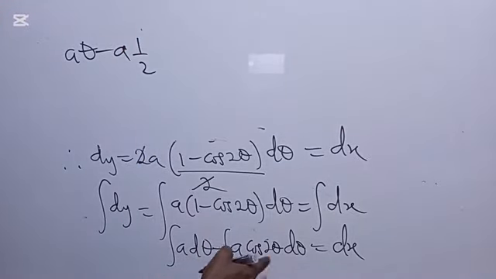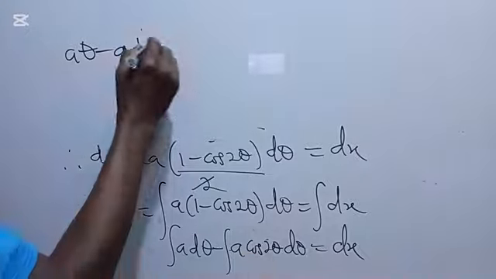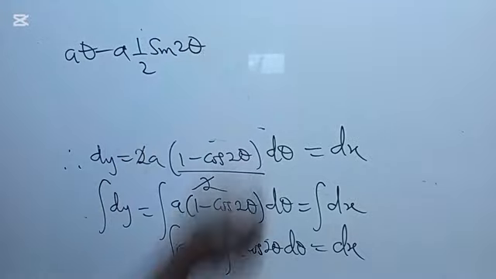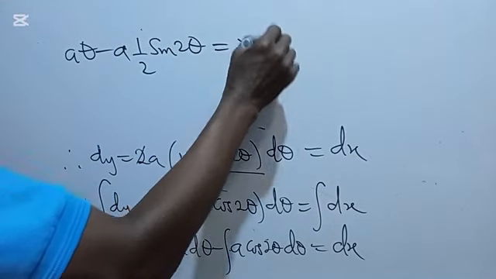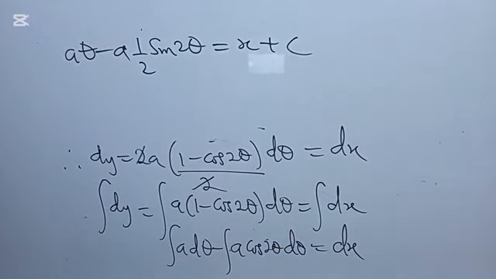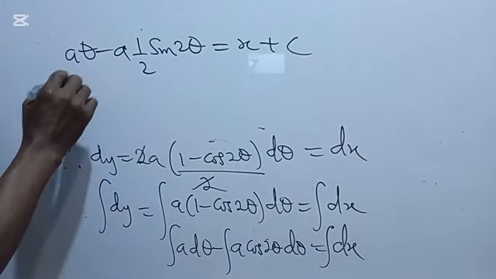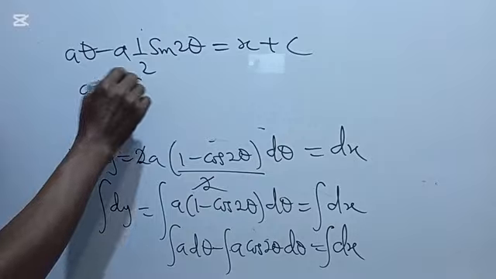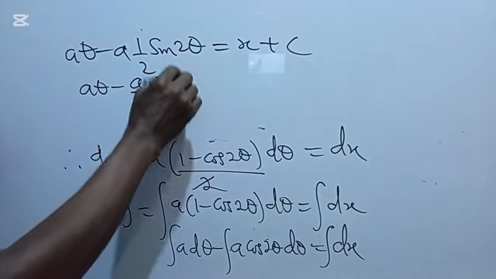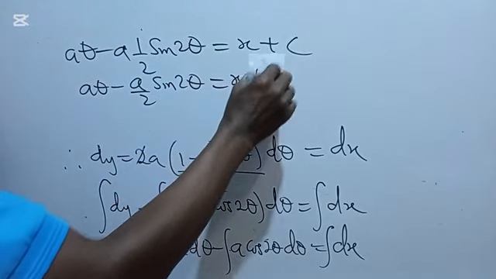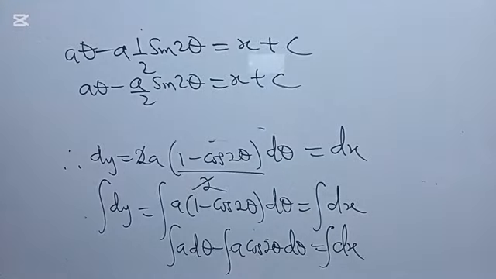Then when you integrate cos 2 theta, when you integrate cos theta you get sine theta. But since it's 2 theta, you have sine 2 theta equals x plus c, because when you integrate, you are integrating everything. I hope that is clear. So we can now write as: (a theta minus a) all over 2 sine 2 theta is equal to x plus c.